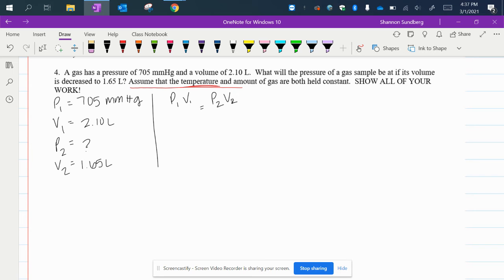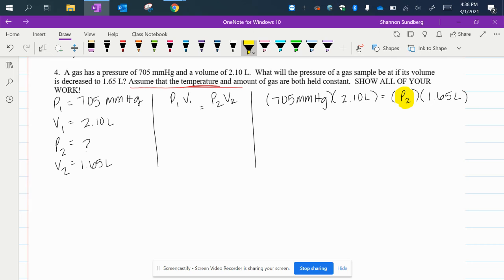So really it's just a linear equation there. All you have to do is sub in the things that they gave you in your calculation. So P1 is 705 millimeters of mercury, V1 is 2.10 liters, and that is equal to your P2, which is what you're trying to find, multiplied by 1.65 liters. And I always like to highlight what I'm looking for.